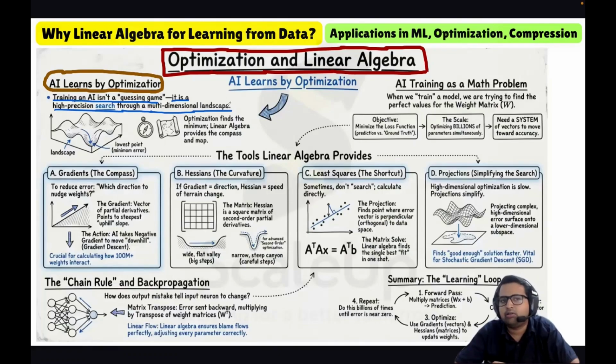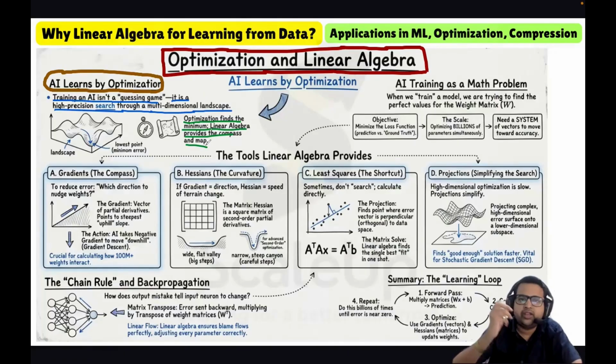Training an AI model means a high precision search through a multi-dimensional landscape. And optimization is the process of finding the minimum, finding the lowest point, the minimum error in that landscape. And linear algebra provides the compass and the map. So linear algebra provides the tools needed to find the lowest point in that landscape.